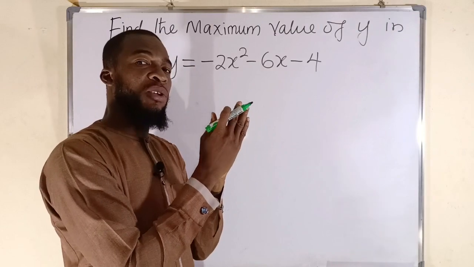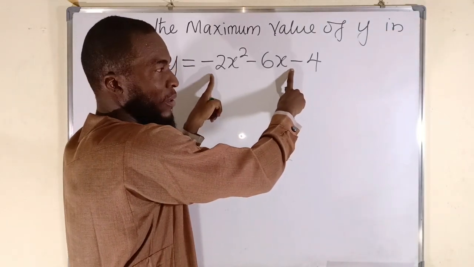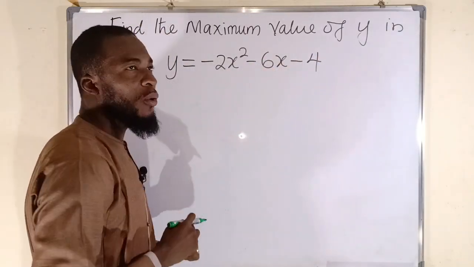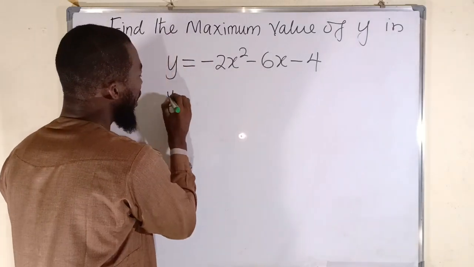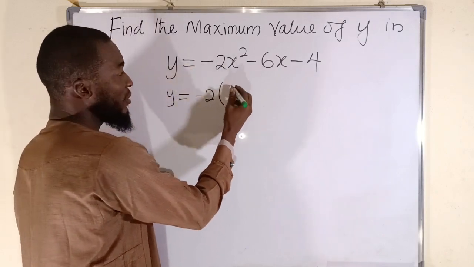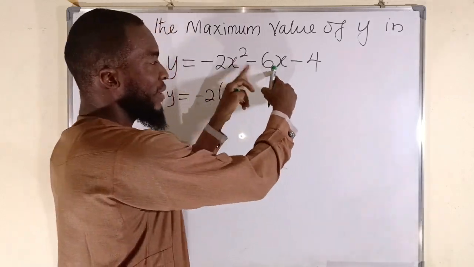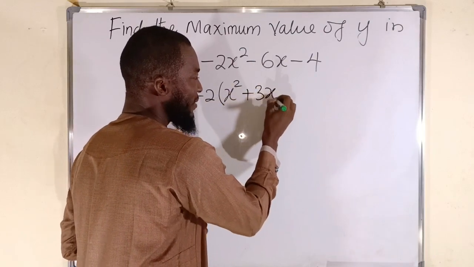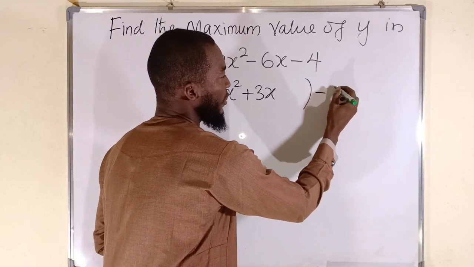If you want to transform it into a vertex form, first of all, you should consider the first 2 terms. Just keep the constant now. And you have to factor out the coefficient of the x squared. So we have y equal to negative 2 outside. Inside, already negative 2 is outside, remaining x squared from the first term. And if you take negative 6, you divide by negative 2, you're going to obtain positive 3x. Give a space for a number, then bring minus 4 back.